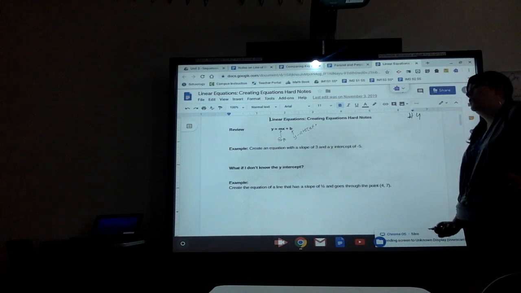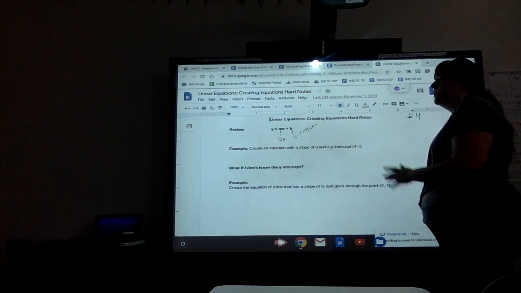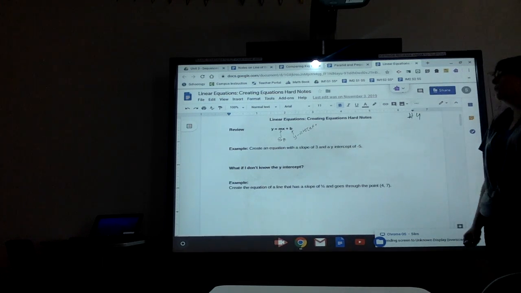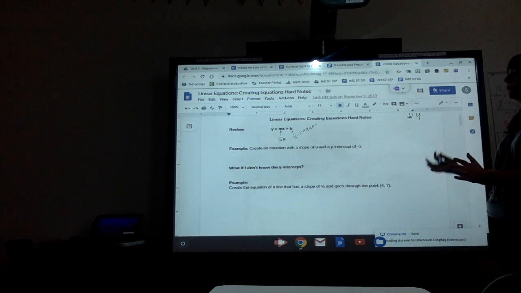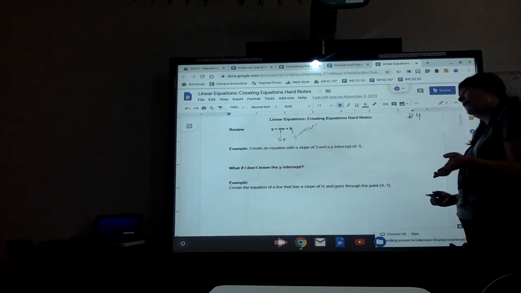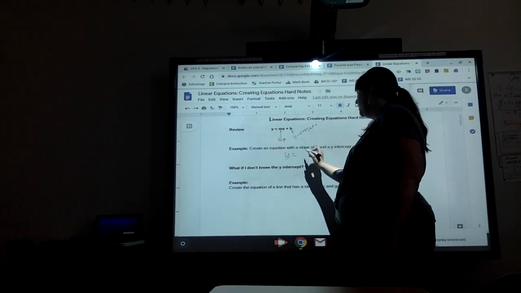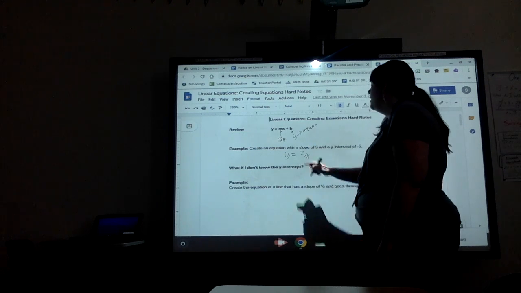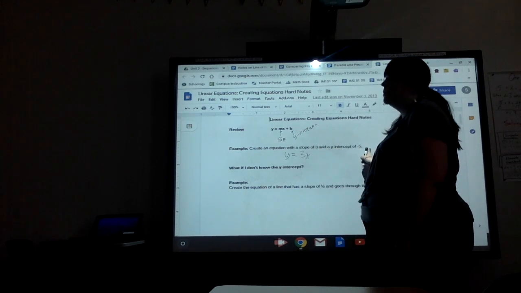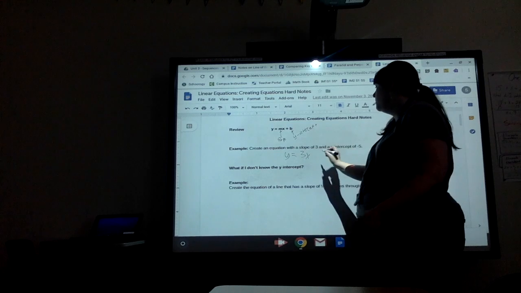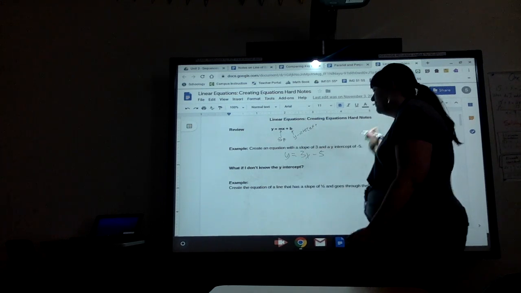But when we're creating these equations, what we're really looking for is figuring out the m and the b. So if I just tell you, create an equation with a slope of 3 and a y-intercept of -5, it's really simple, because it's y equals m, which is slope, and that's 3x, and then plus b, but it's -5, so instead of writing plus -5, we just write -5.